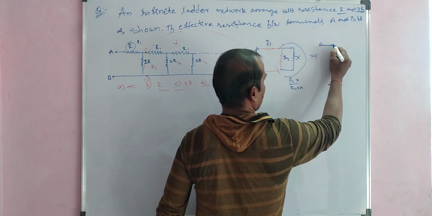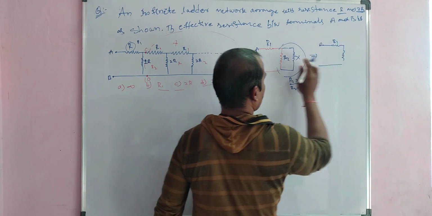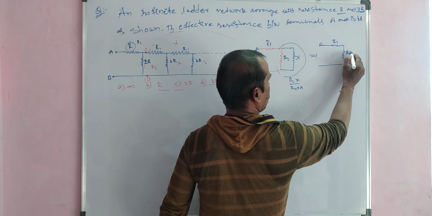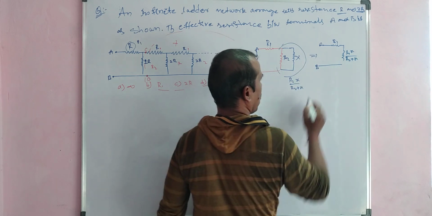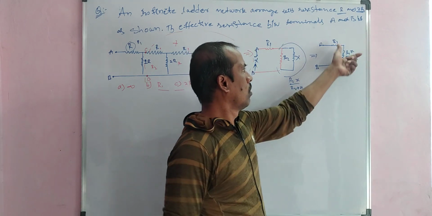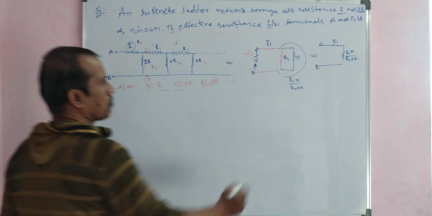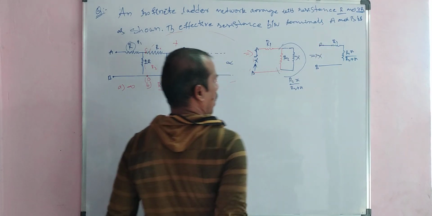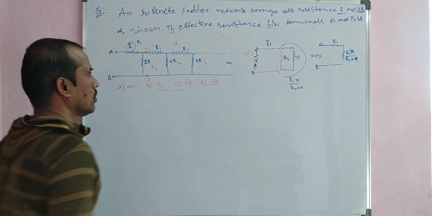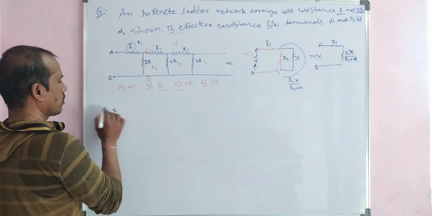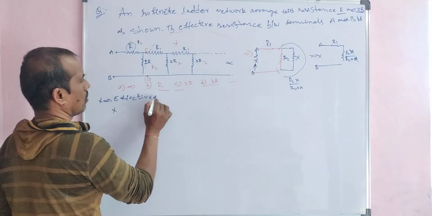At terminal A, this one is R1, and this is R2X by R2 plus X, up to terminal B. These two resistances are in series combination. The effective resistance between A and B is X. So X is equal to the effective resistance.